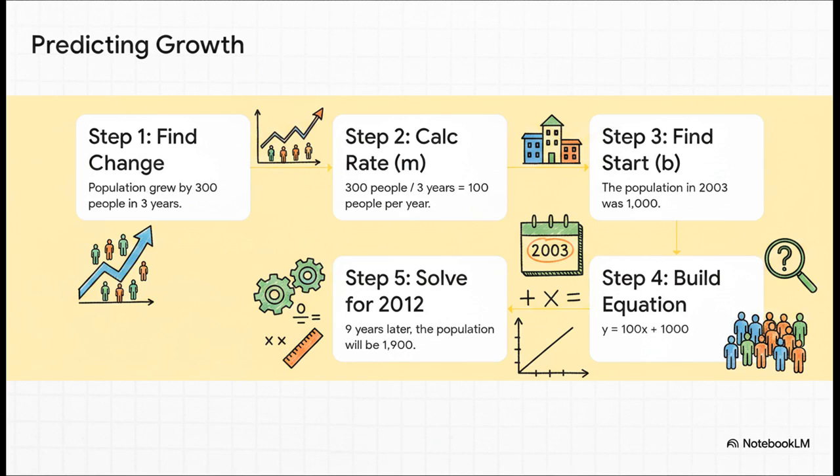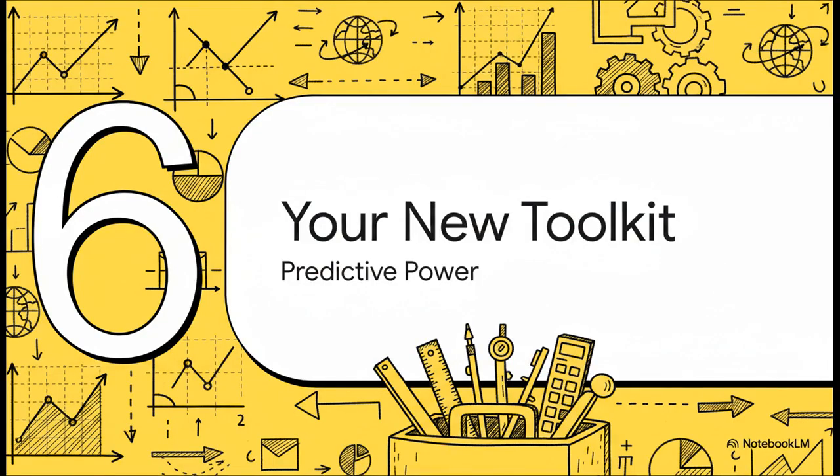Now we can build the equation. Population equals 100 times the number of years since 2003 plus 1,000. So to predict for 2012, that's 9 years later, we plug in 9 for the years and we get a prediction of 1,900 people. Boom! And just like that, you've completed all 3 missions. But you didn't just solve a few problems, no way. You've actually built a whole toolkit for modeling and predicting the world around you.